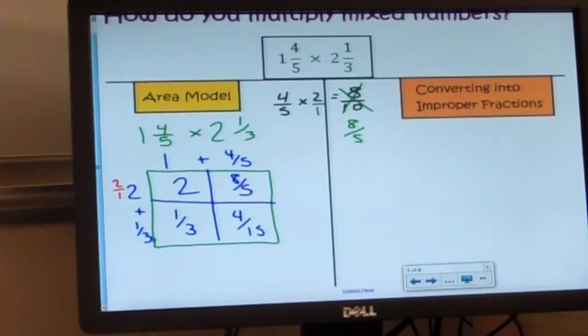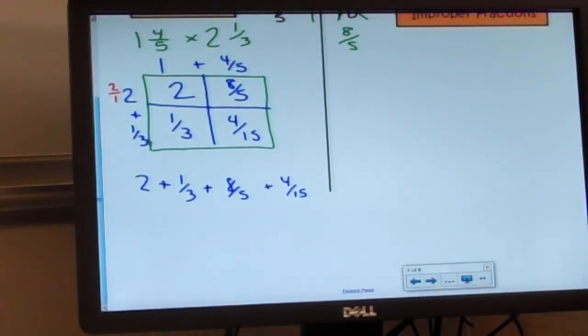What are we going to now do with these 4 numbers? James, eyes up here, please. What are we going to do with these 4 numbers? Jillian? We're just going to add them. So 2 plus 1/3 plus 8/5 plus 4/15. So this is review from the addition and subtraction of fractions unit.